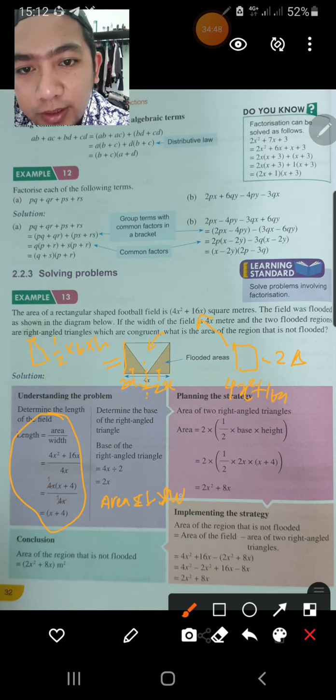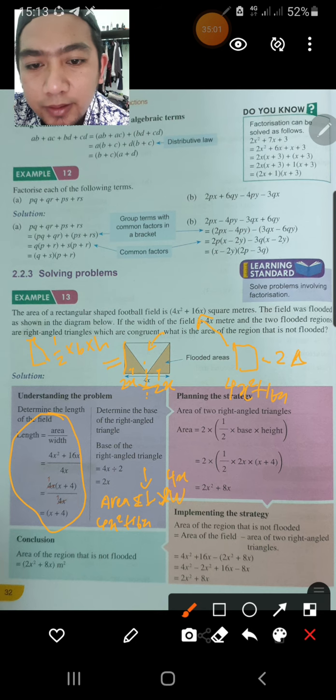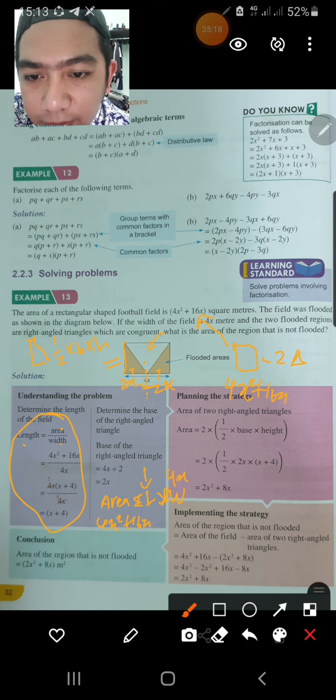So width kita sudah ada 4x, area pun kita sudah ada 4x square plus 16x. So now kamu kena cari dia punya L. So senanglah, you divide saja untuk cari L. Area divide by width. This one. Untuk cari length, area divide by width. So area dia ialah 4x square plus 16x divide by 4x. So you bahagi saja macam biasa.